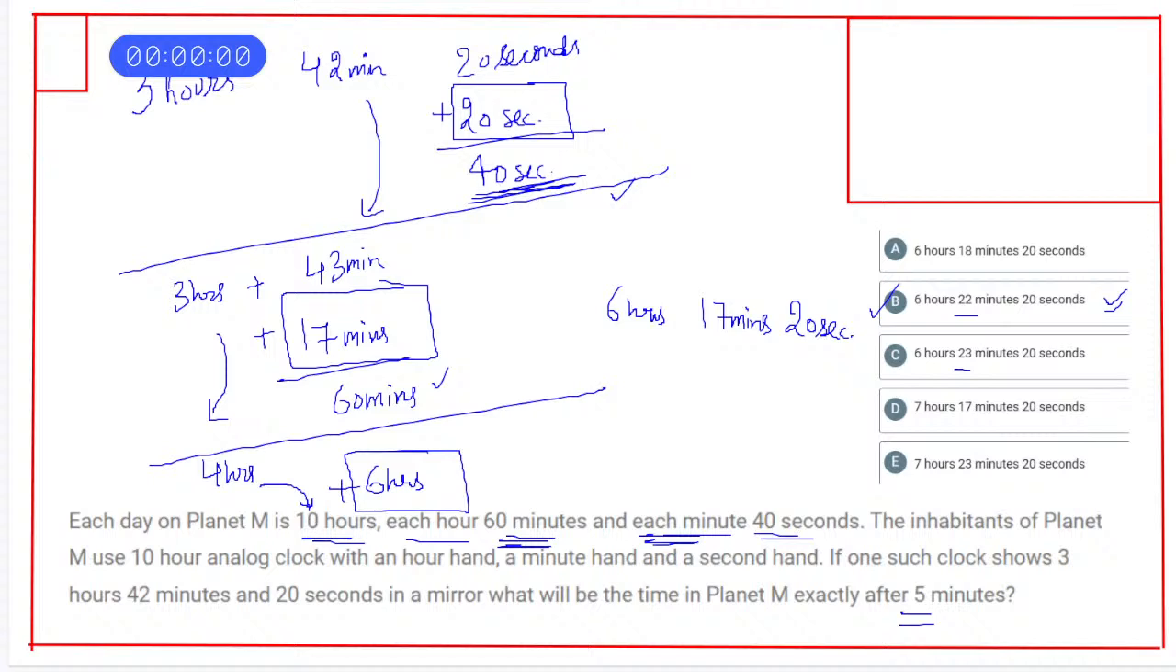You just have to keep on balancing, within the time frame that each minute is 40 seconds, and you are right now at 20 seconds, so you have to add 20 more seconds for that.